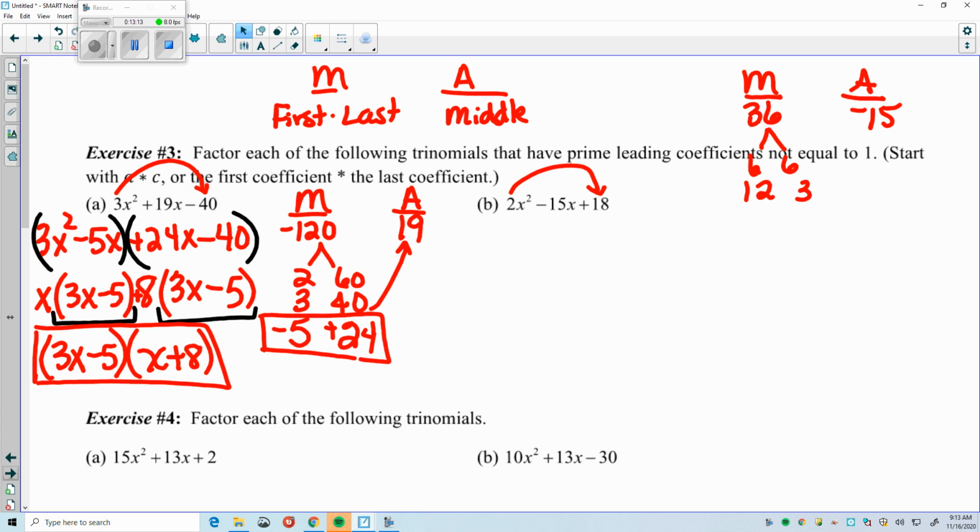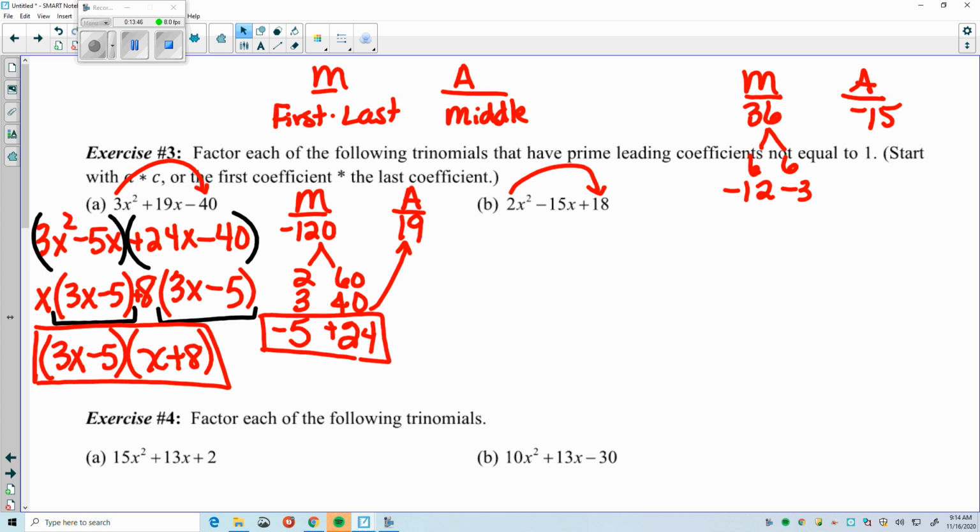Sign of the middle term goes with your larger factor. So my larger factor is a negative. I have to think a negative times a what would give me a positive 36. So a negative times a positive. And if I were to add those, I would not get negative 15. That's because I have a mistake. It should actually be a negative. I apologize. Negative times a negative would get you a positive. A negative 12 plus a negative 3 would get you a negative 15.